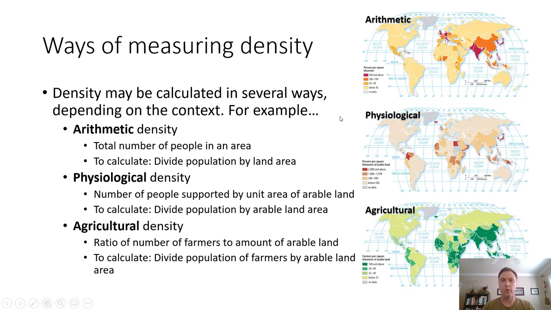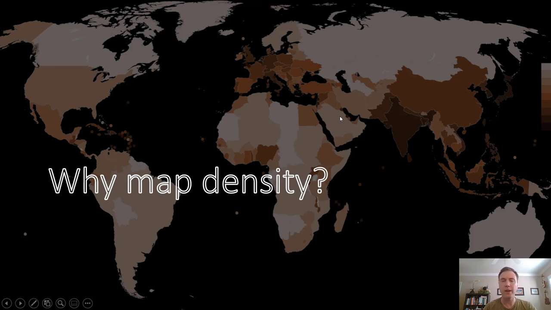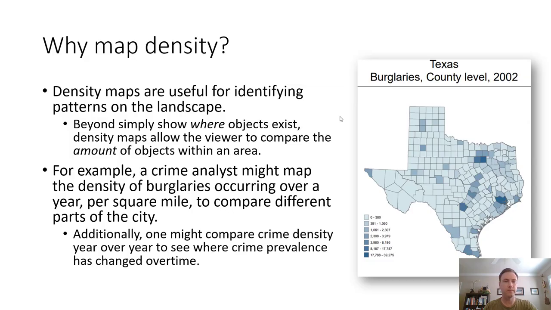So, okay, moving on. Why map density? Why do we even do it? Well, we map density in order to identify patterns on the landscape. That's the ultimate goal, right? So density maps are useful for identifying patterns on the landscape. Beyond simply showing where objects exist, density maps allow the viewer to compare the amount of objects within an area.